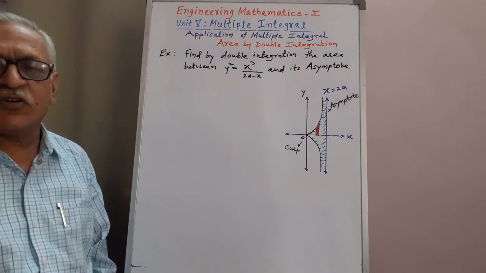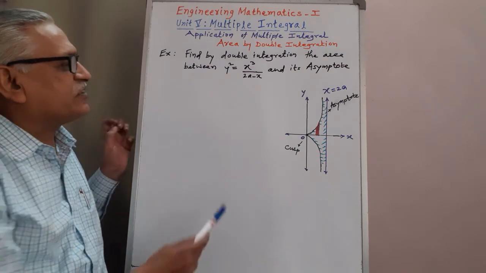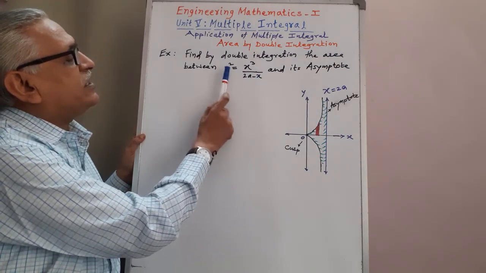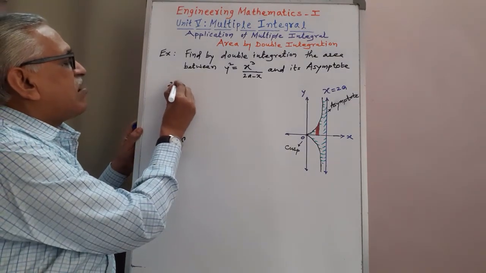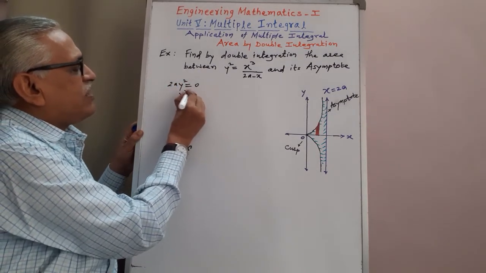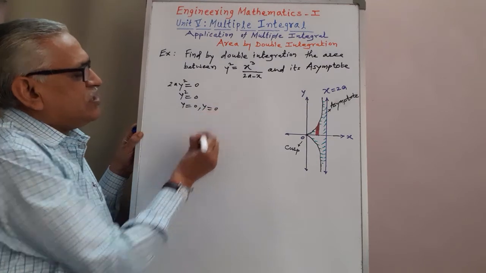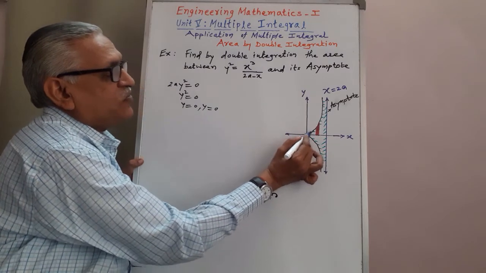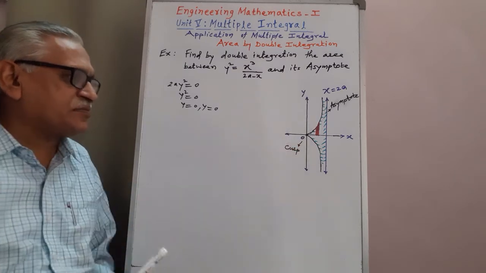Then, tangents at the origin: we find the lowest degree term or terms and equate it to 0. The degree of the first term is y square, the degree of the second term is 3, and the degree of the last term is 3. Therefore, 2a y square is the lowest degree term. Equating it to 0 gives y square equal to 0, which means y equal to 0 and y equal to 0. A common tangent means the x-axis is the common tangent, and as the x-axis is a common tangent, we get a cusp at the origin. Therefore, I have shown a cusp.